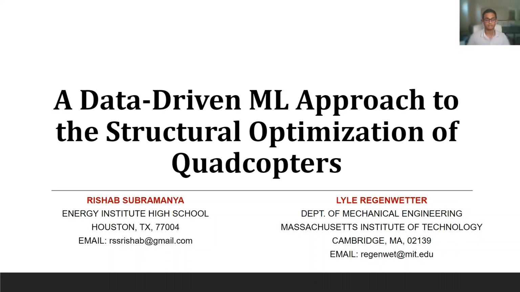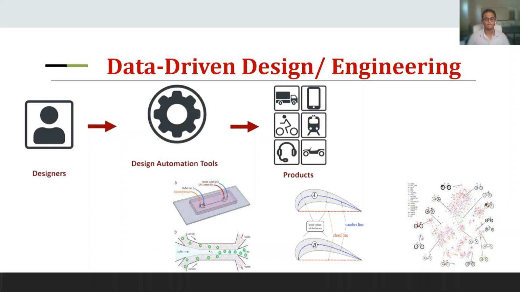Today, I'll be presenting on a data-driven machine learning approach to the structural optimization of quadcopters. So, what is data-driven design exactly? Data-driven design or engineering is an emerging field of design technology wherein data points find optimal designs as opposed to a human designer. The benefit of such a method is that humans cannot take every factor of design optimization into consideration, whereas automated technology can.